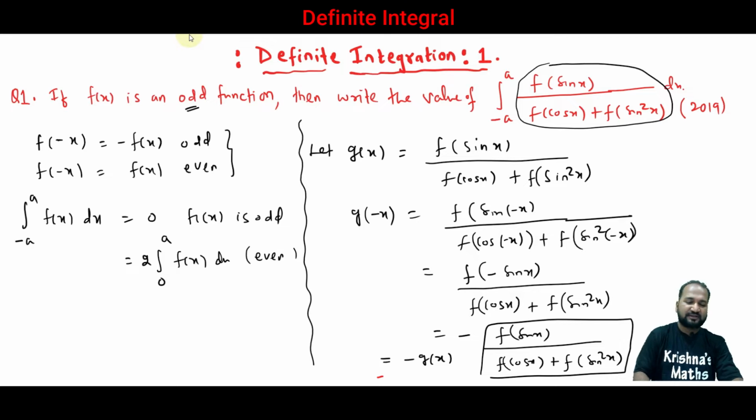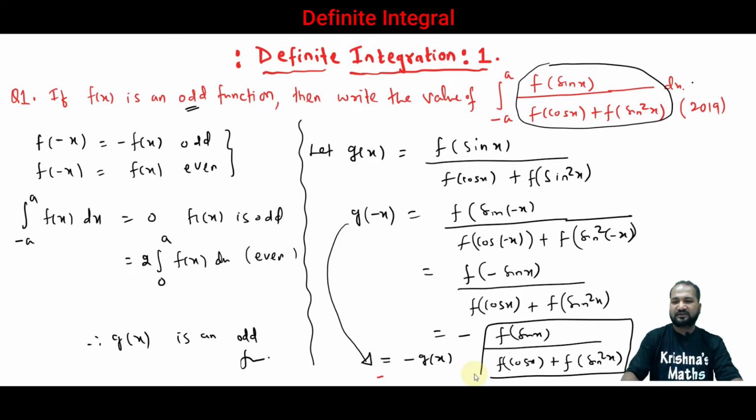Now what you got: g of minus x is equal to minus of g of x. Therefore g of x is an odd function. If g of x is an odd function, then the integration of g of x will be equal to 0. Correct? It was an easy question, we only had to use two properties.